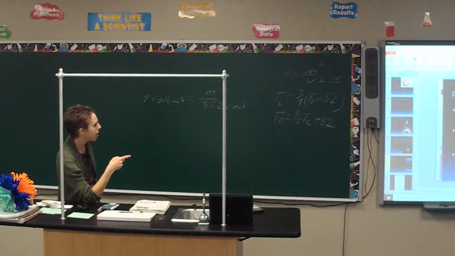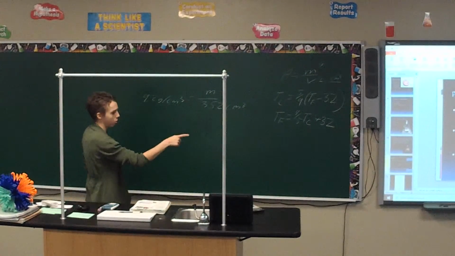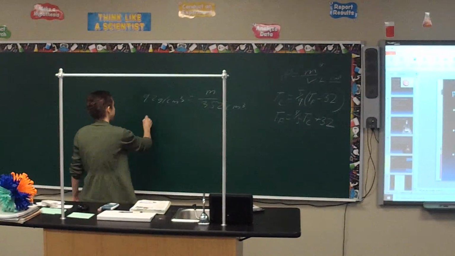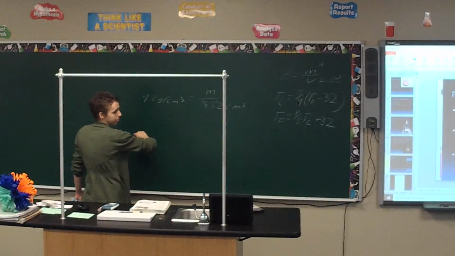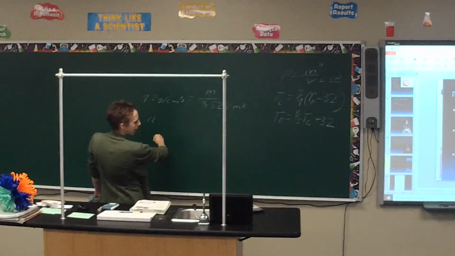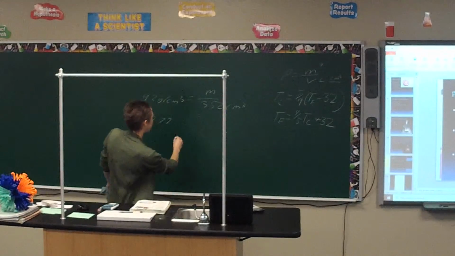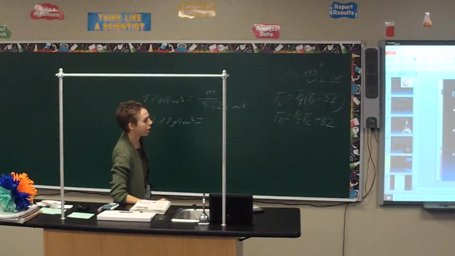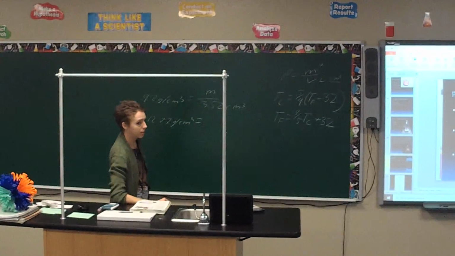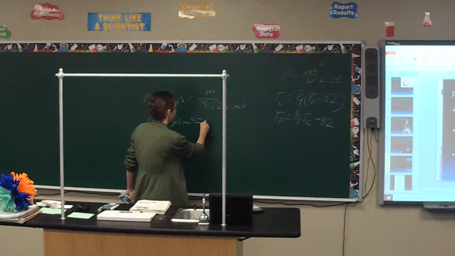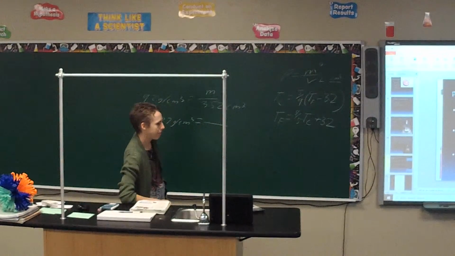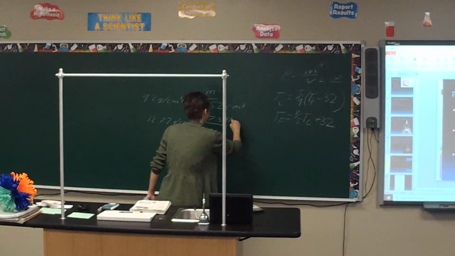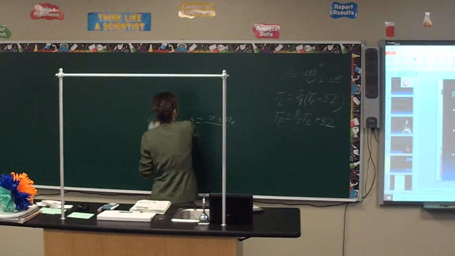Alright, so first off, Ethan, how would you set this one up? What are you starting off with? 12.77. Alright, is that the density, mass, or volume? Density. Good job. Alright, and are you finding volume or mass? Volume. So the mass goes in the top or in the bottom? Top. So 73.41. Thank you. Alright, so how do I get volume by itself?